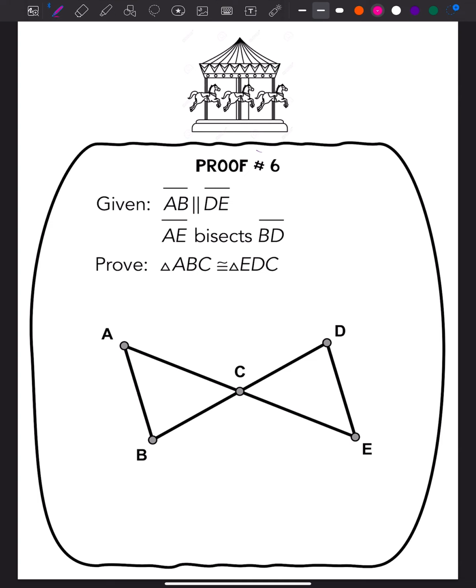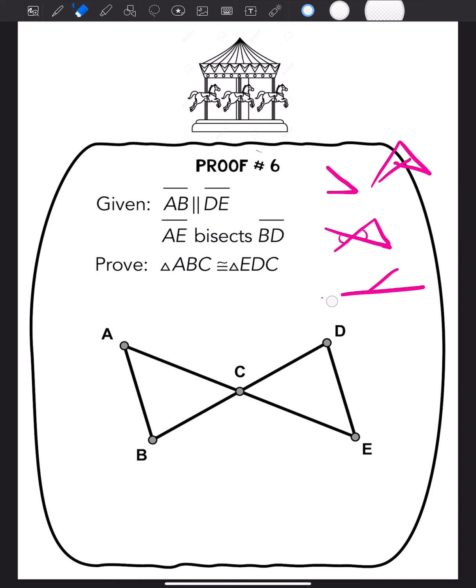So the first thing I want to do is analyze my diagram and look for one of three things. Do I have any kind of overlapping? Are my triangles sharing a side or an angle? Or do I see any vertical angles? Do I see an X? Or do I see any linear pairs? Because those three things can really help me get some sides and angles. So I just want to take notice of those three things.